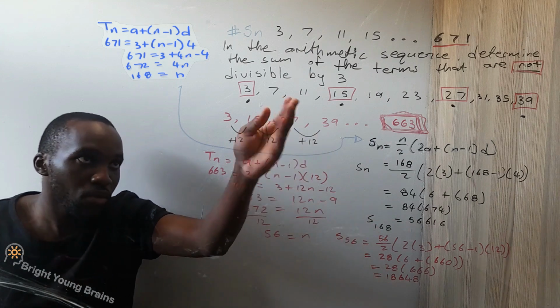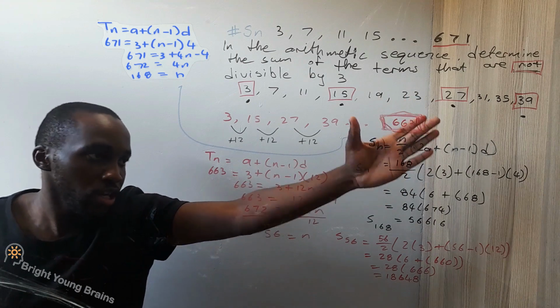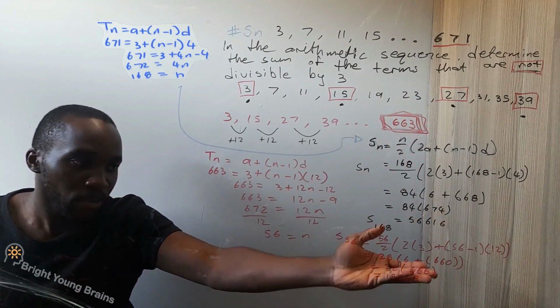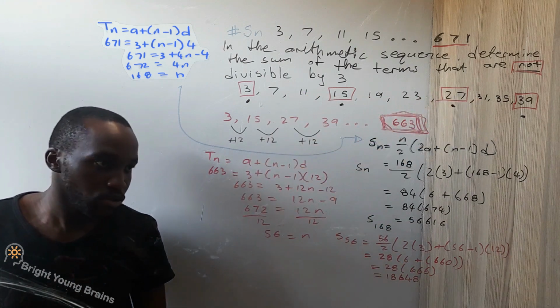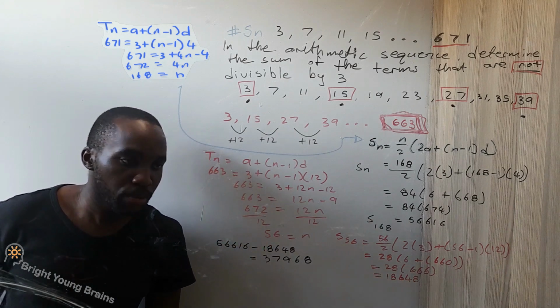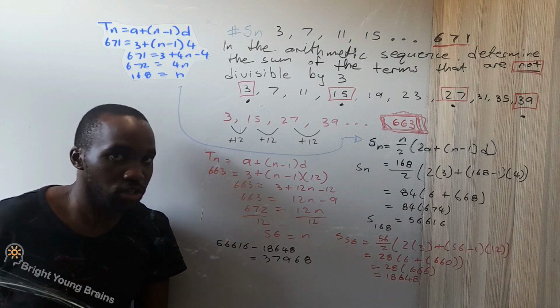So all the ones that are not divisible by 3, if you're going to get the sum of all those values, it's going to be this value minus all the ones that are divisible by 3. What's going to be left is the ones that are not divisible by 3 there. So to do that, we know that it is just normal maths. This minus that gives you the sum of all the values that are not divisible by 3.